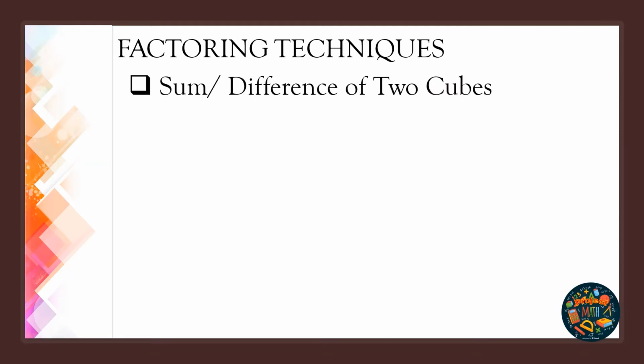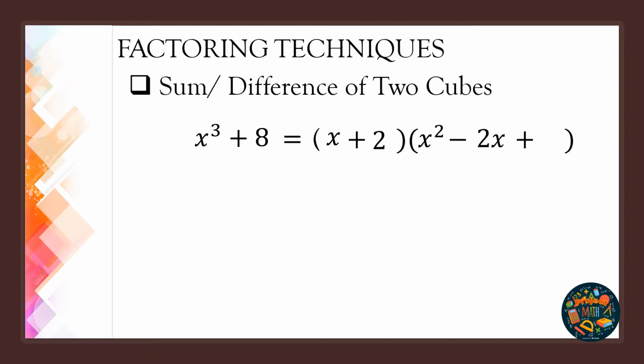Next is sum or difference of 2 cubes. For sum of 2 cubes, we have the pattern plus minus plus. To get the first factor, you get the cube root of the first term and get the cube root of the second term. So, cube root of x cubed is x and cube root of 8 is 2. So, to get the second factor, ang titingnan natin ngayon ay yung ating first factor. So, get the square of the first term of the first factor. Square of x is x squared. Then, multiply the first term and the second term of your first factor. So, x times 2 is 2x. Then, get the square of the second term of your first factor. So, square of 2 is 4.